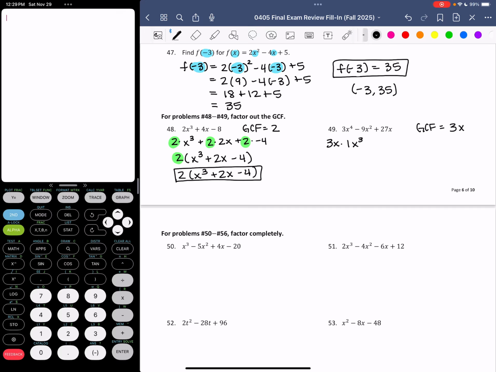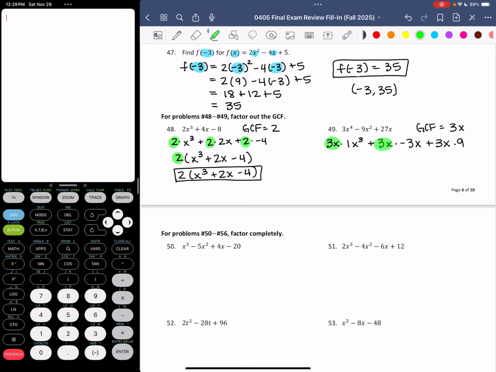So for this one, I'm just going to still put plus 3x times what? So now 3x times what gives me negative 9x squared? Well, I'd have to have a negative sign, and it would have to be a 3, because 3 times 3 is 9. And then I have x squared. And so x times x would give me that x squared. Plus 3x times 3 times 9 gives me 27, and then x times 1 would give me x to the 1st power.